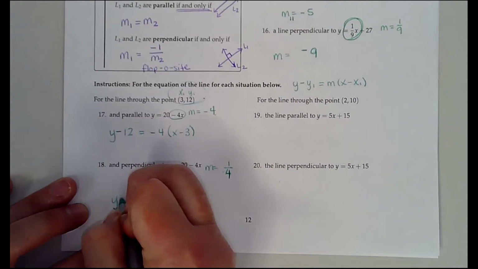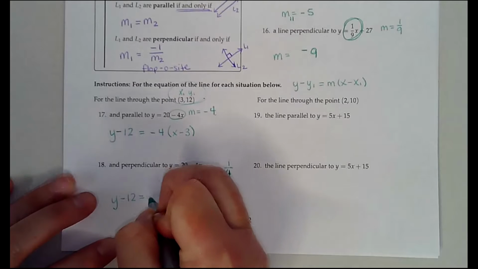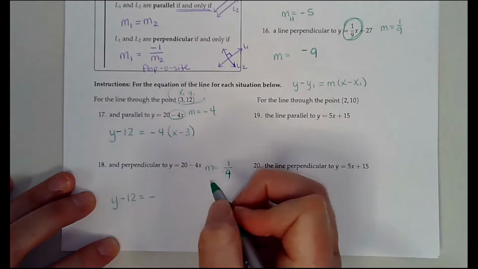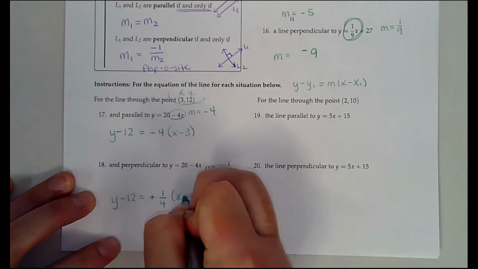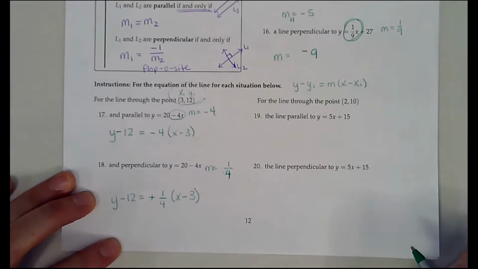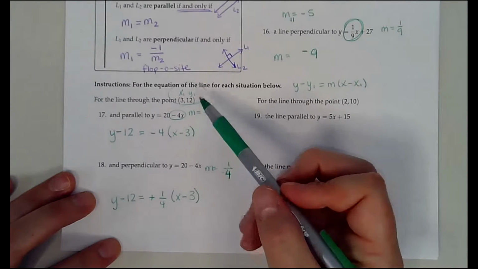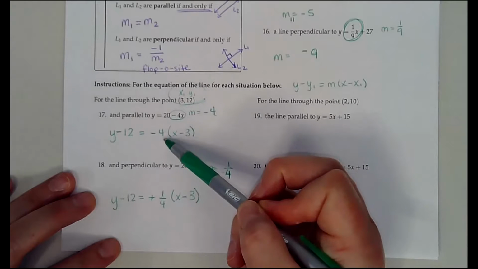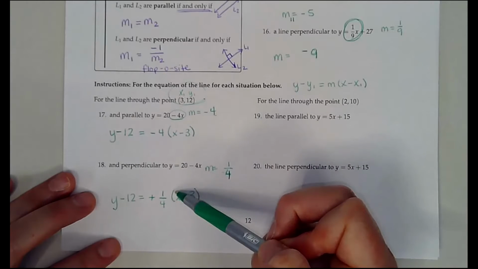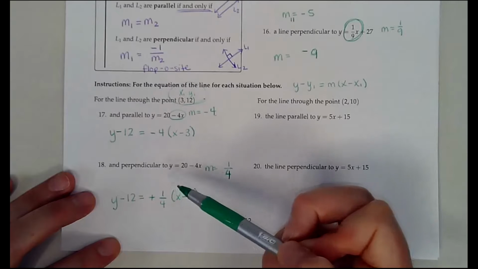So I have y minus 12 is equal to positive 1/4 times x minus 3. So really the only difference between these two, because they're going through the same point, is just that slope. So that parallel one was -4 and the perpendicular one was positive 1/4.